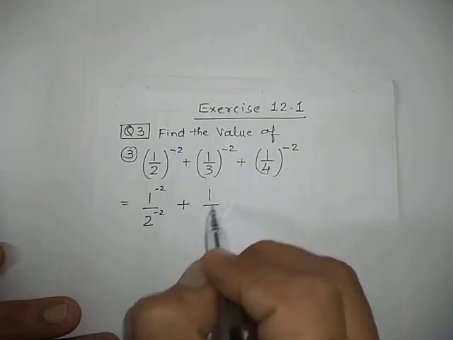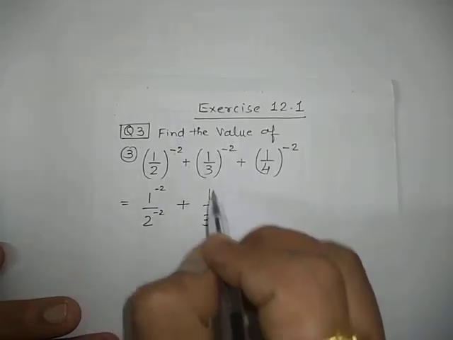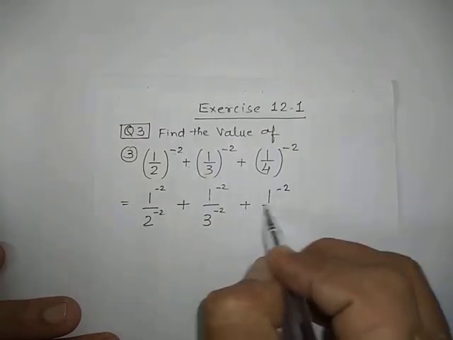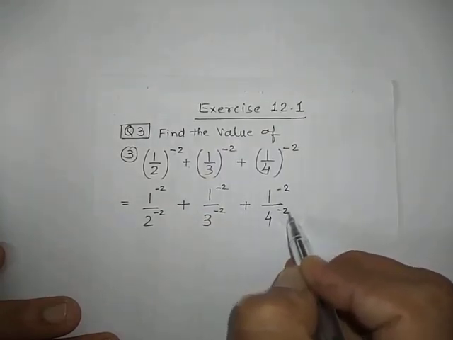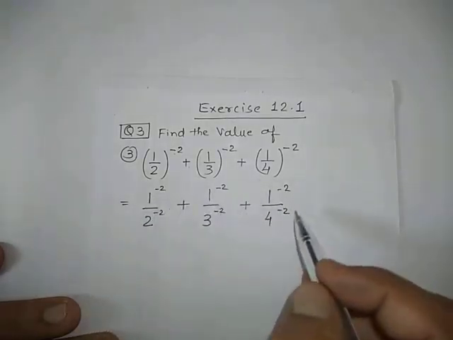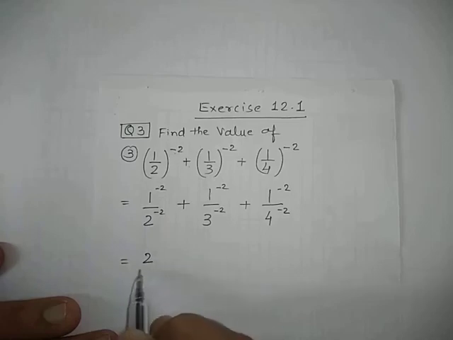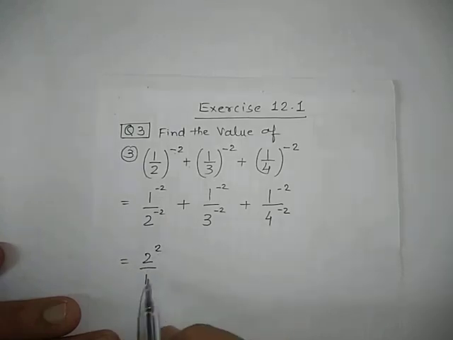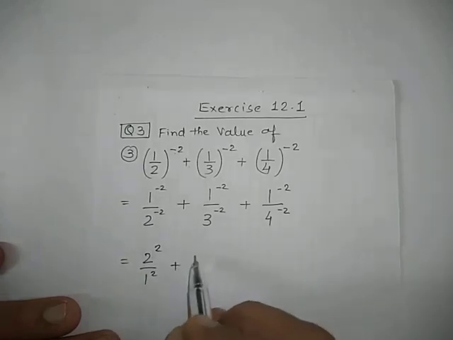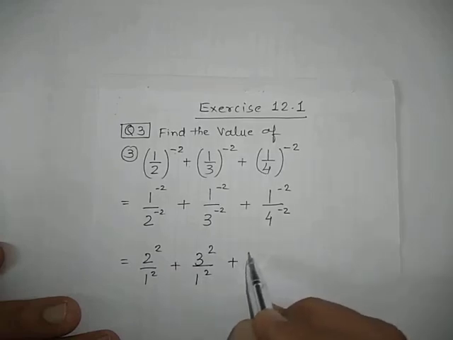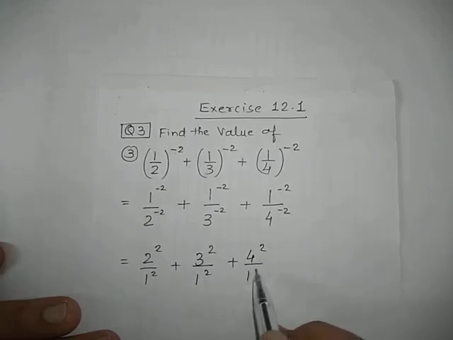Plus 1 by 3, here also minus 2 power. Then 1 by 4, both are having minus 2. If we do the reciprocal of this, then it will become positive power. So 2 by 1 and 2 power, 2 to the power 2. Then 3 by 2, 1 by square. Then 4 by square and 1 by square.